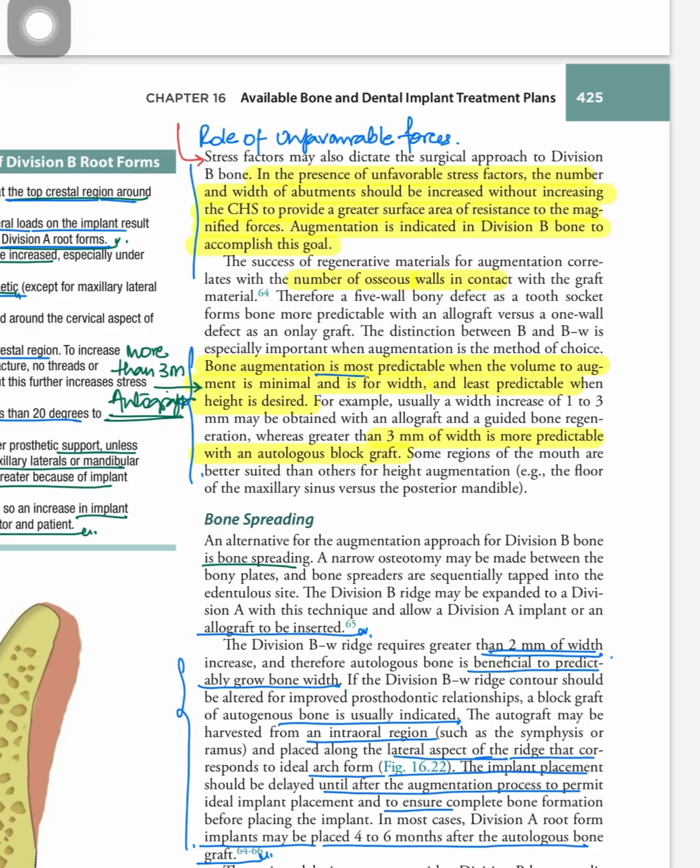Bone augmentation is most predictable when the volume of augmentation is minimal and is for width, and least predictable when height is desired. For example, usually a width increase of 1 to 3 millimeter may be obtained with an allograft and guided bone regeneration, whereas greater than 3 millimeter of width is more predictable with an autologous block graft. So now you won't be scratching your head when you see such cases, because you have already read, okay, the augmentation that I need is more than 3 millimeters, so I'll go with the block graft.